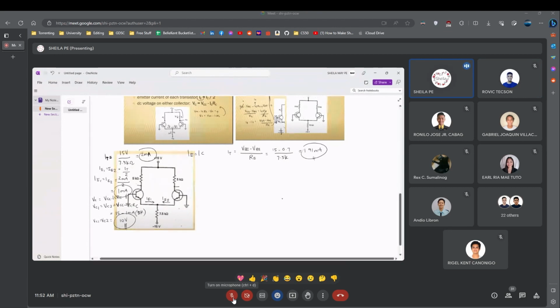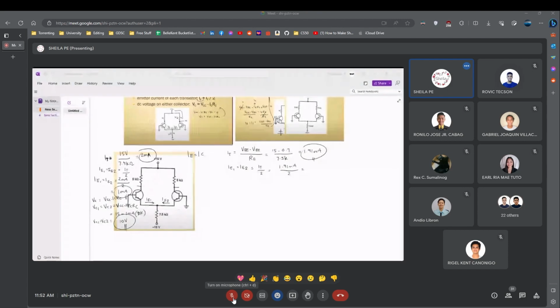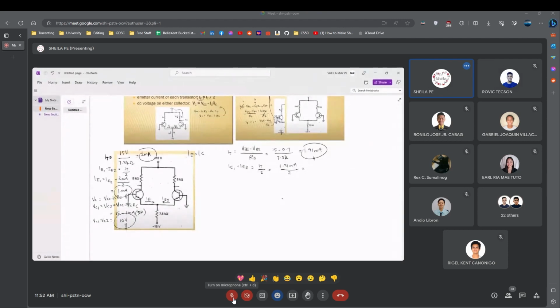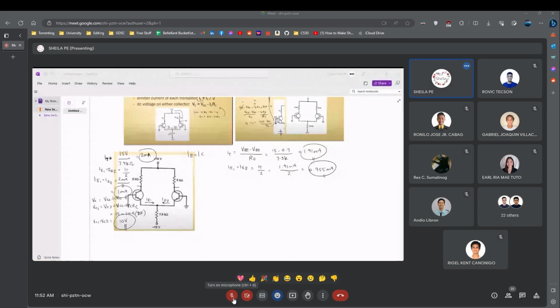Next, we need to find IE, both IE1 and IE2. It's the same, given that it's the second approximation. You just need to follow IT divided by 2. IT is 1.91 divided by 2. That's 0.955 milliamperes. Okay, that's how you solve IE, both IE1 and IE2.